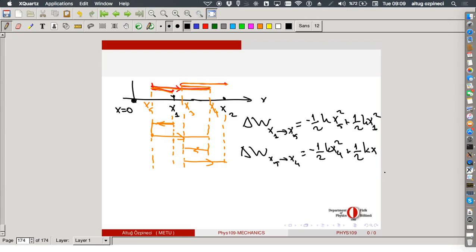No, that is x5. This point, x5 squared. And then we start from x5 to x4. Then we start from x4 back to x3. So we are on this path now. We start from x4, we go up to x3.